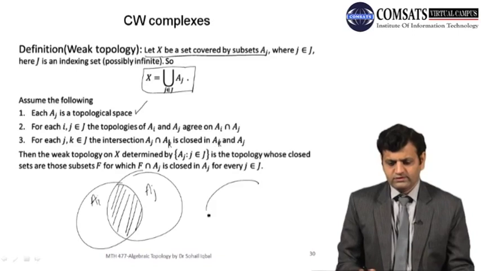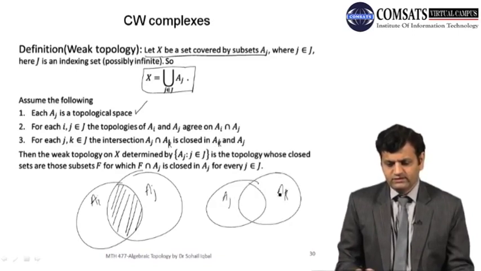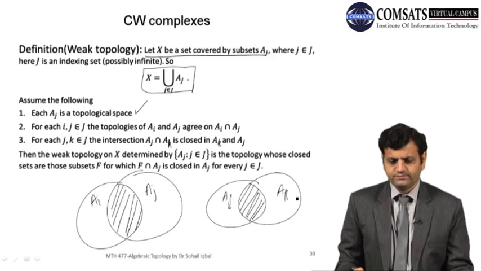So for example, if this is A_j and this is A_k, whenever there is an intersection, this set is closed in A_j, because A_j is a topological space, and this set is also closed in A_k because A_k is also a topological space.